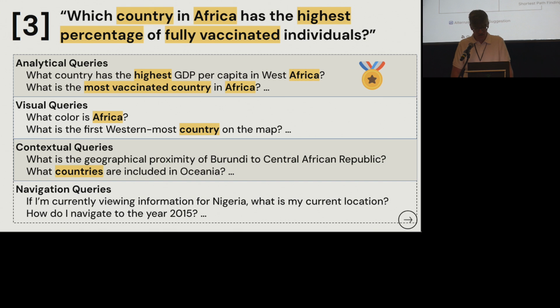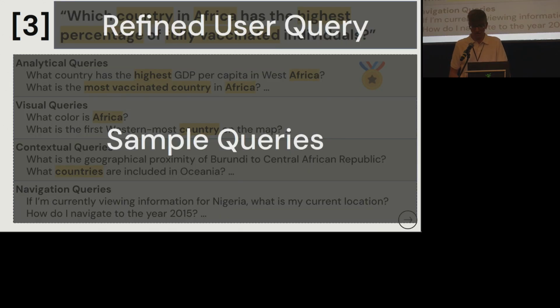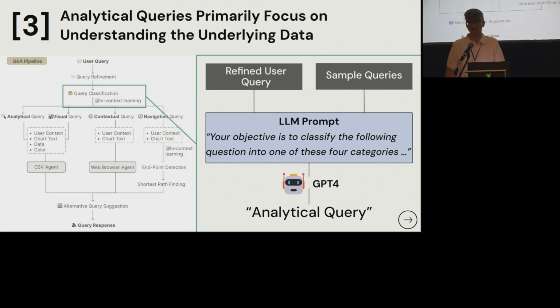As an example, going back to our previously refined user question, we can see that analytical query examples return the highest level of matches, and accordingly, the system categorizes this question as an analytical question. Following classification, our system then diverts into 3 separate branches: one for addressing analytical and visual queries, another for addressing contextual questions, and the final branch for addressing navigation questions. We'll look into each of those 3.